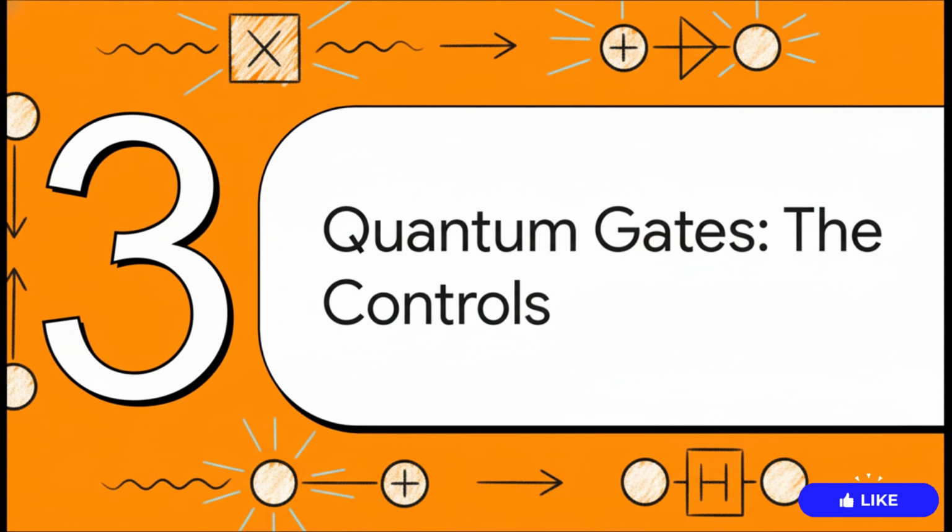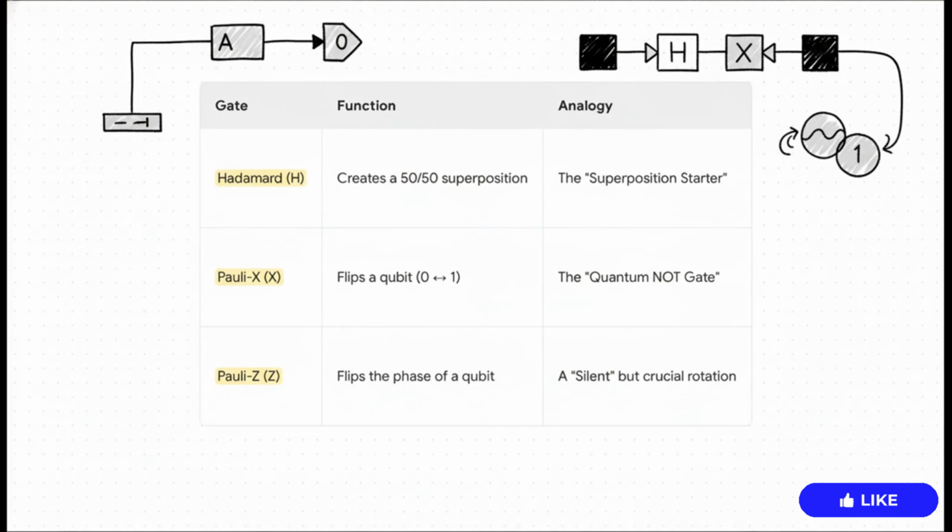Okay, so that raises a pretty big question, right? If looking at a qubit ruins the whole thing, how in the world do you actually compute with it? Well, you don't look. You manipulate. You nudge and guide the qubits using a very special set of tools called quantum gates. It's just like how regular computers use logic gates like AND, OR, and NOT. Quantum computers have their own set.